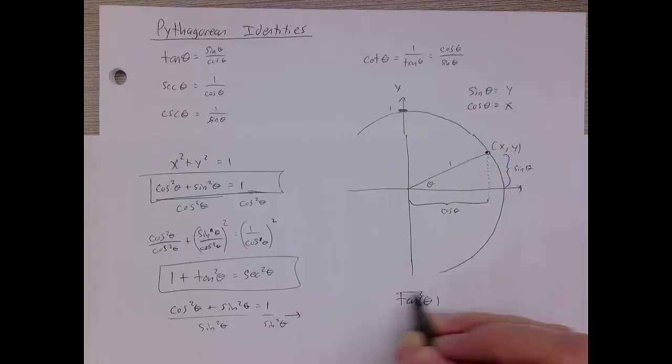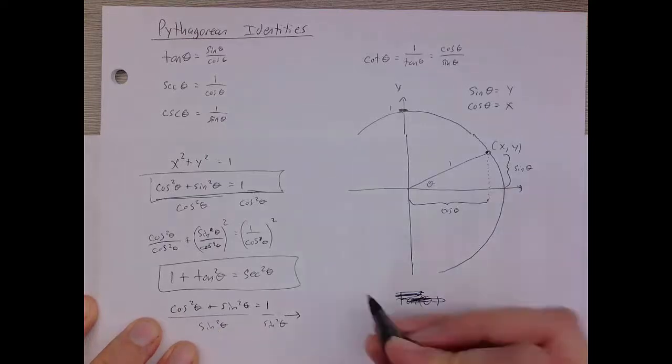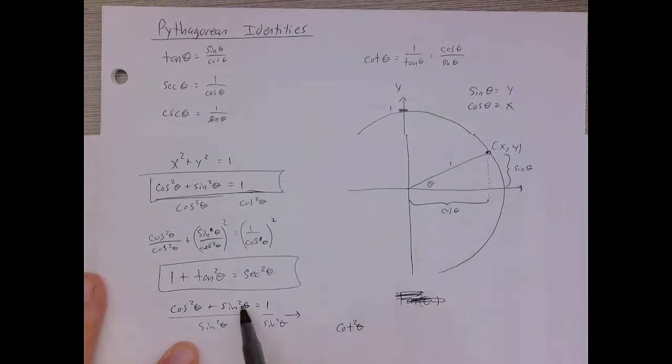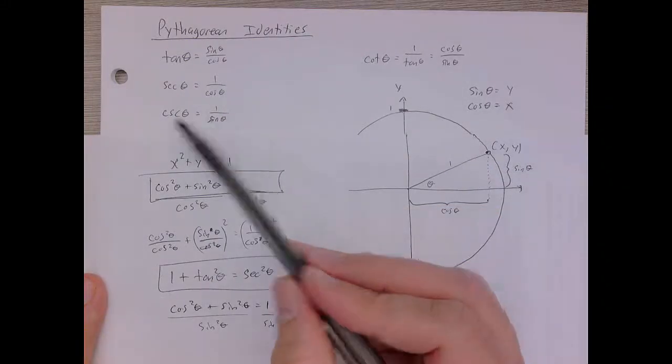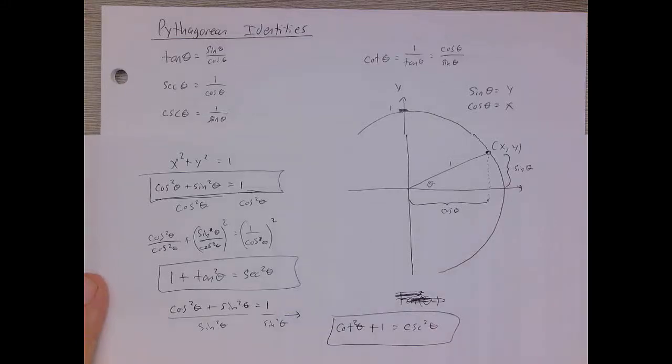When we simplify that, we've got cosine squared over sine squared. Cosine over sine is cotangent, so that's cotangent squared. We've got sine squared over sine squared, which is 1. And then we've got 1 over sine squared. 1 over sine is cosecant. So 1 over sine squared would be cosecant squared. So these are the three different forms of the identity.